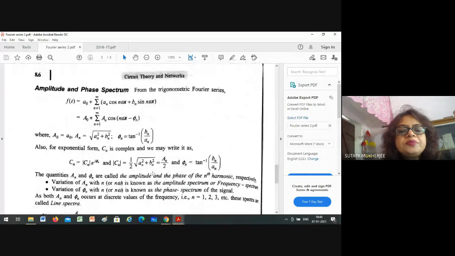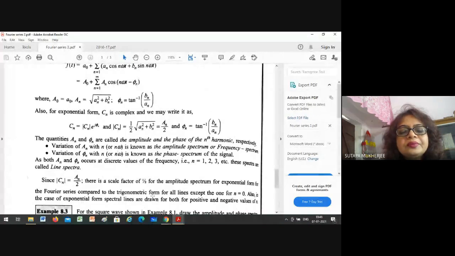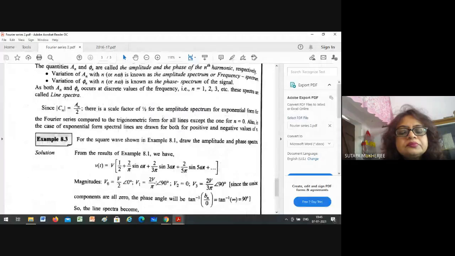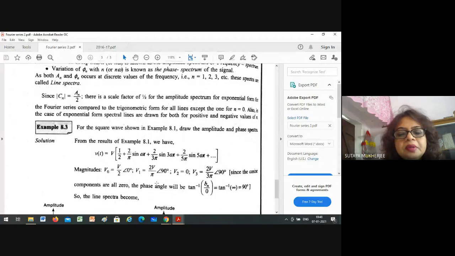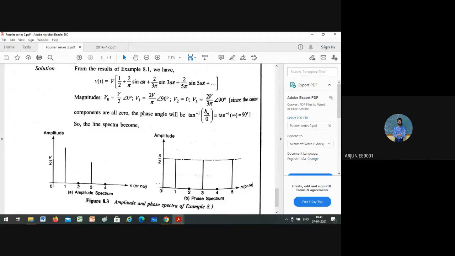Amplitude and phase spectrum. I think we have done a problem on amplitude and phase spectrum, right, Arjun? Yes, in the previous class we have done a problem. There was a mod, yes, right? Yes, ma'am, there was a mod.